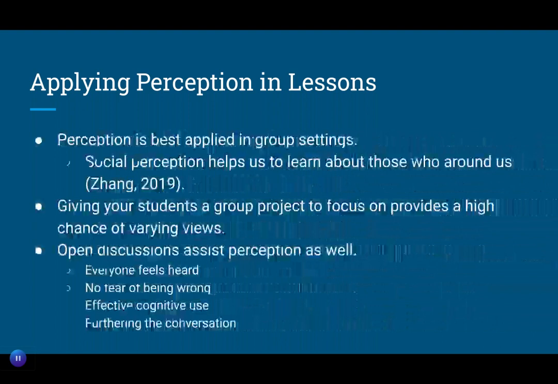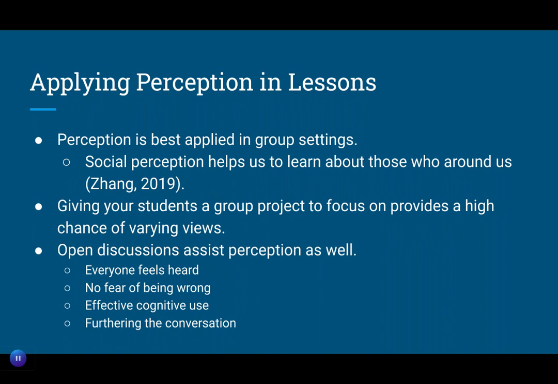Being able to open the gates of perception and open those lines of communication means that students will have a better understanding of each other. You can give your students a group project to focus on, which provides a chance of varying views. If they're focused on one topic but everyone has different opinions, they're able to talk through it together. Open discussions assist in perception as well, for a number of reasons, but primarily, everyone feels heard, no fear of being wrong, effective cognitive use, which is very important, and furthering the conversation.